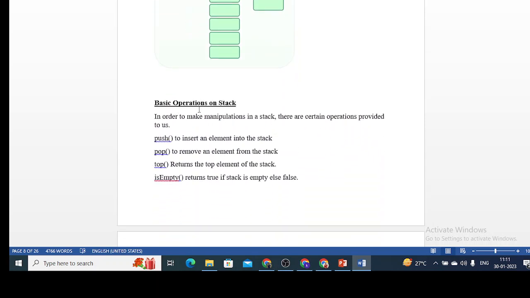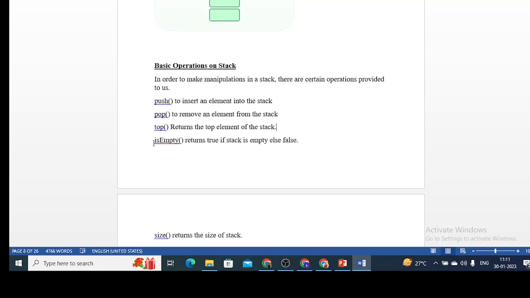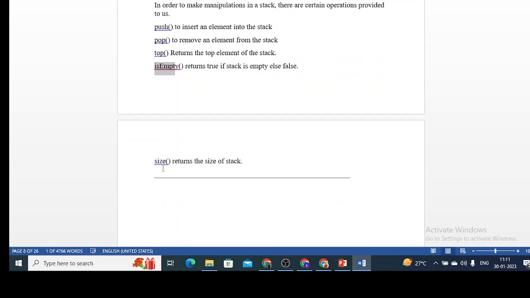Now what are the basic operations on the stack? In order to manipulate the stack, we have push. Push is for inserting into the stack. Then we have pop, that is for removing the element from the stack. Then we have top. Top is for returning the top element from the stack. Then isEmpty is a method which is going to return you true or false. Okay, if the stack is empty, it will definitely return you true, otherwise false. Size returns the size of the stack.